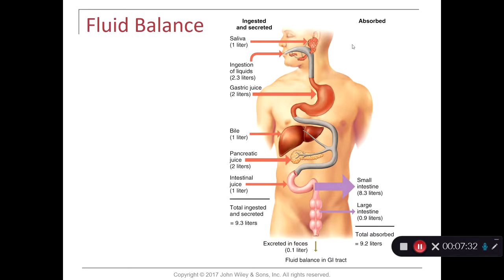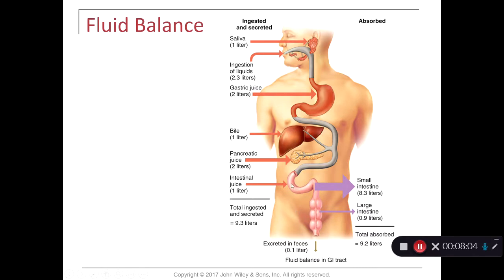We should point out that you would think, I only drink 1 cup of water a day, not a big deal. But if you think about it, you are excreting a lot of stuff out into that lumen, that digestive lumen. Saliva is being excreted 1 liter a day. Food that you're eating is 2.3 liters a day. Gastric juices you are pouring into your stomach, about 2 liters a day. Bile, 1 liter. Pancreatic juices, 2 liters. Intestinal juices to help lubricate and move things along, another liter. So you are excreting 9.3 liters of liquid into that digestive tract a day. That's a lot to lose.